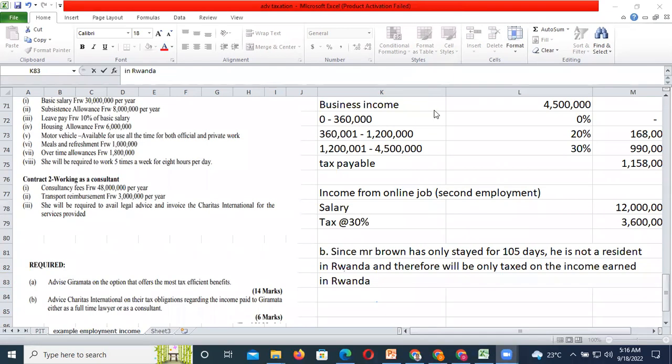No, I've not calculated it. I said you calculate it. On the second employment, you calculate the pension.